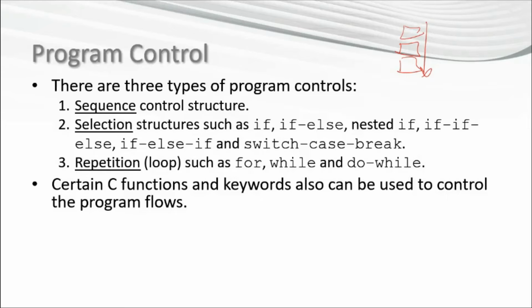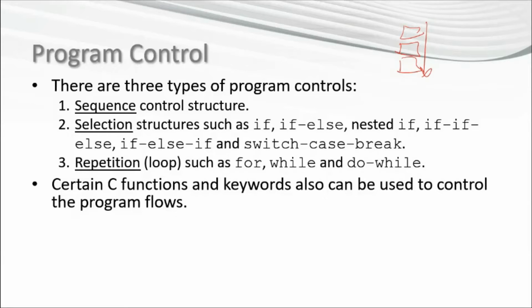Then there is if else. There is nested if. There are two different types of nested if, like if else if. And then the last type of selection structure is the switch case break structure. Then finally, the repetition structure or the loop structure is also there. There are different types of loop structure: one is the for loop, then there is a while loop and a do while loop. So we will study them one by one.